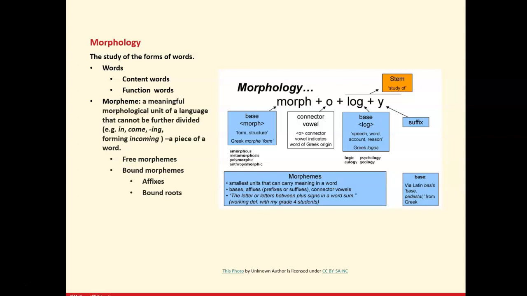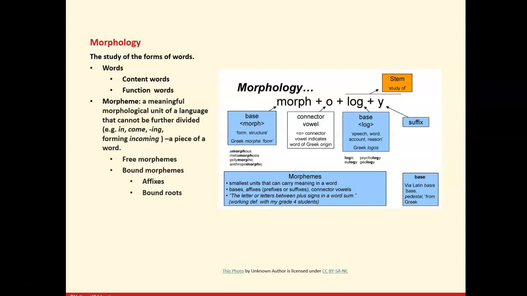If you took off the in or the ing off of that word, then it changes the meaning of the word itself. Very similar to the word income. Income has a very specific meaning, therefore it is a morpheme. So when we talk about morphemes, we talk about free morphemes and bound morphemes.